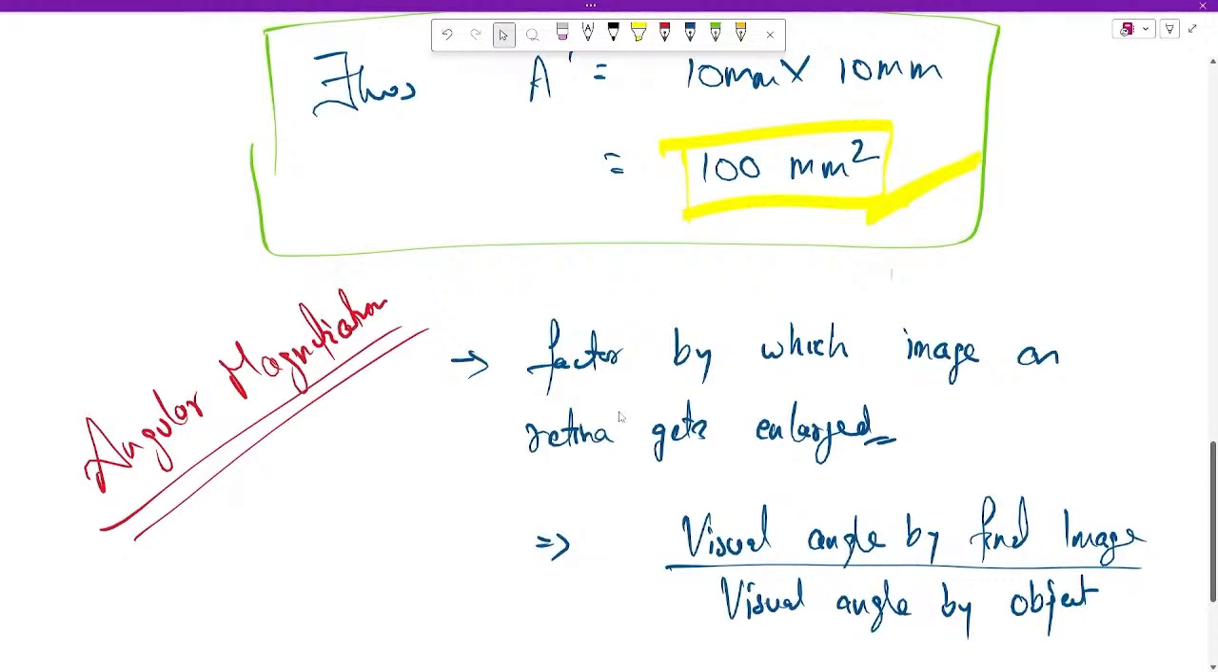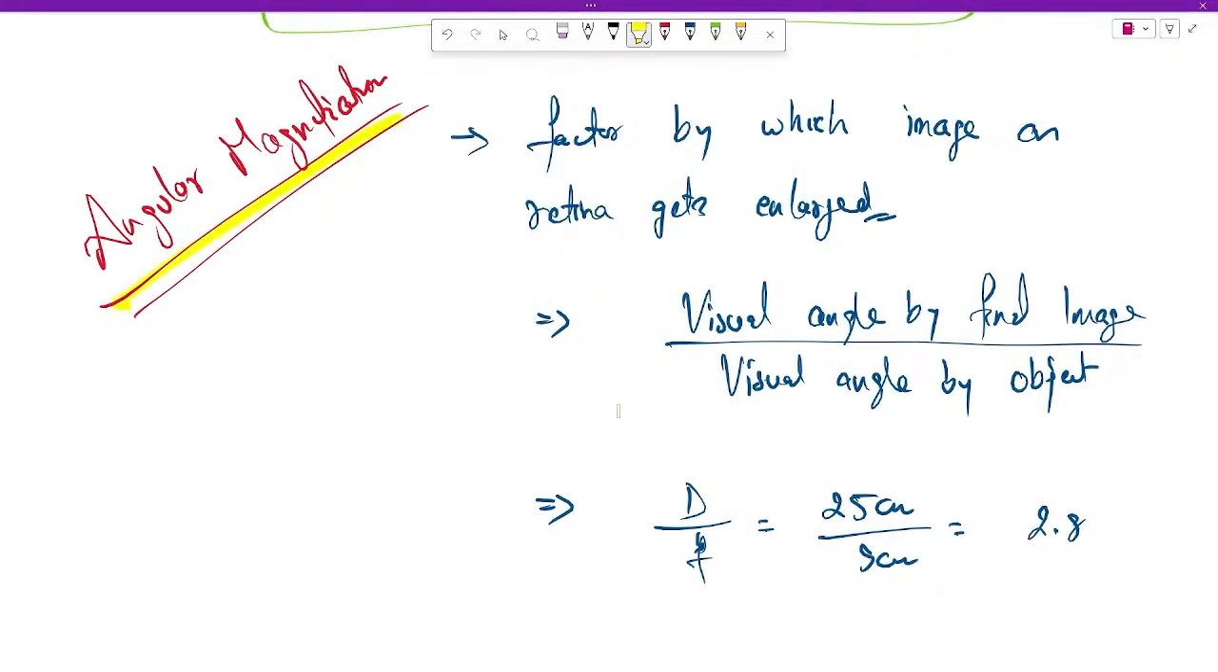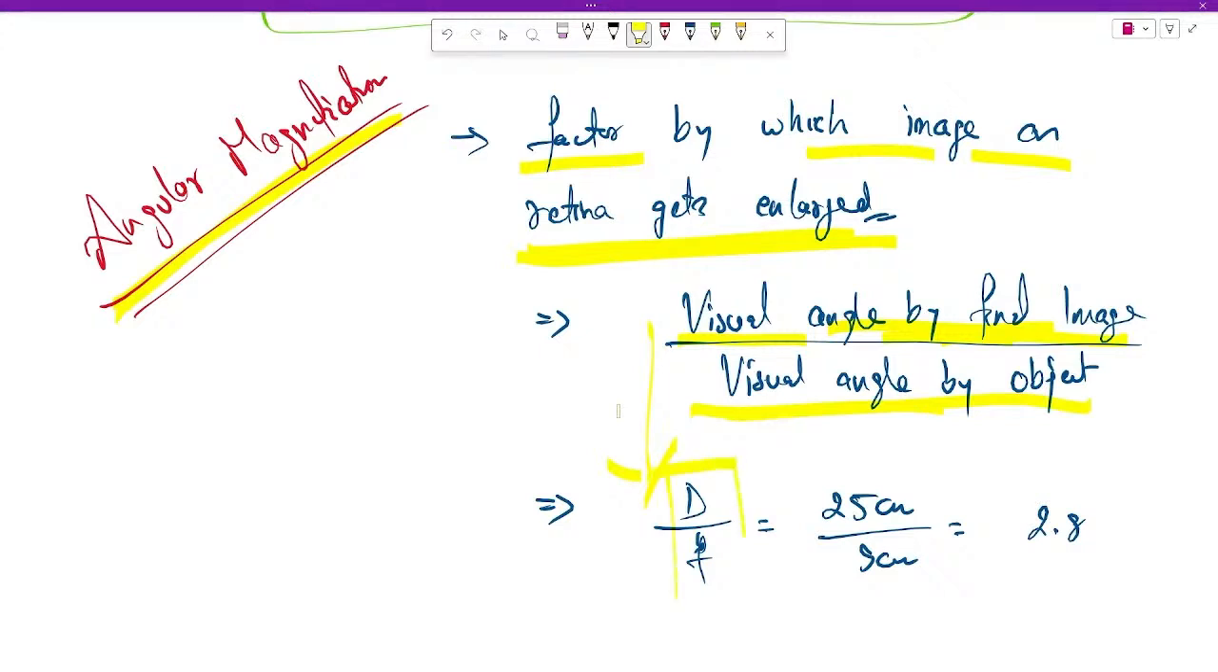Now let us move towards the angular magnification or the magnifying power. So we know that angular magnification is defined as the factor by which the image on the retina gets enlarged. Now it is given by the visual angle by the final image divided by the visual angle by the object. And the visual angle by the final image will depend upon the image position. So for this case, the image position is different than the value of d. So the angular magnification formula would be equal to d by f. So we can get the value of 2.8.